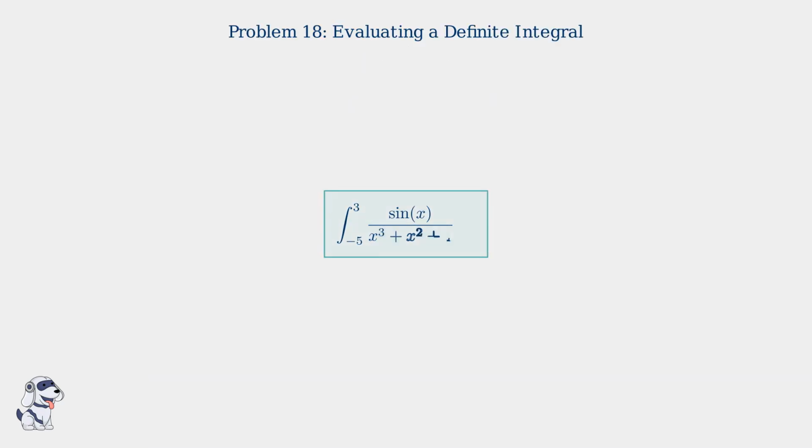Problem 18 requires evaluating the definite integral from -5 to 3 of sine x over x cubed plus x squared plus 4 dx. This integral has no elementary antiderivative, meaning it cannot be expressed using basic functions like polynomials, exponentials, or trigonometric functions. Therefore, we must use numerical methods for approximation.